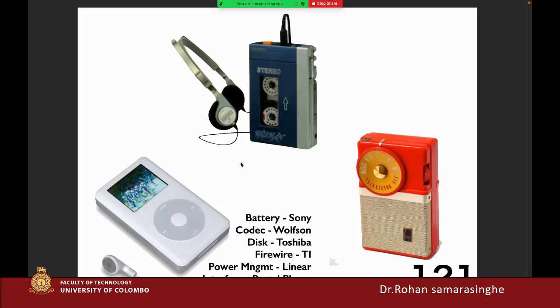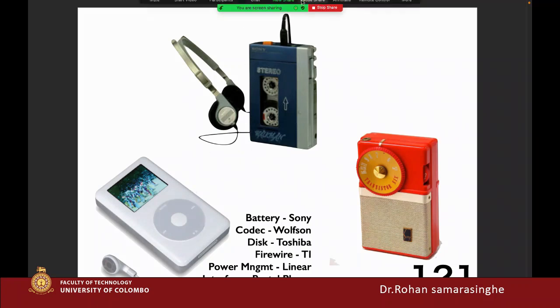And also normally this has a capacity. From this capacity you can save the songs. Normally, in a tiny iPod you can save more than 25,000 songs, and the music quality is very high compared to this one because of the technology.